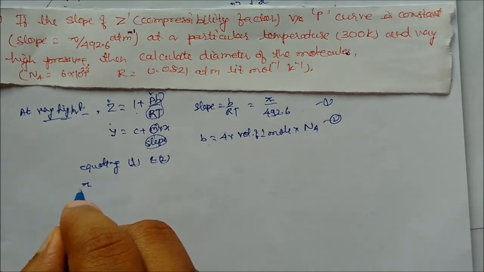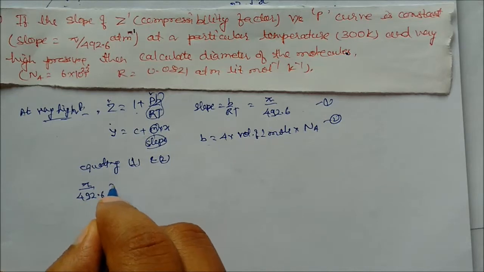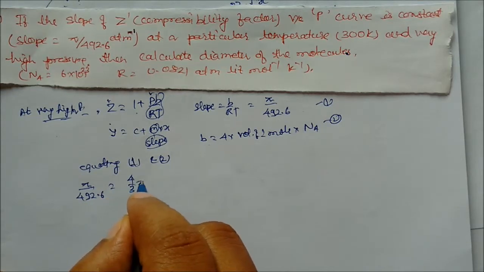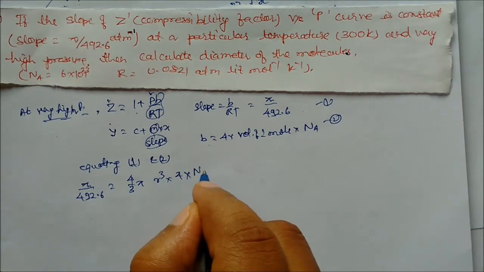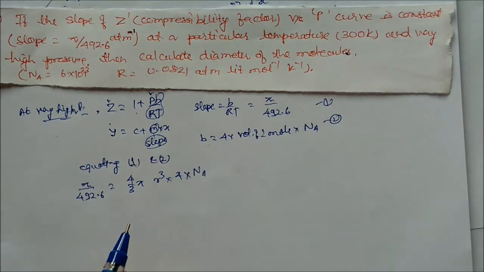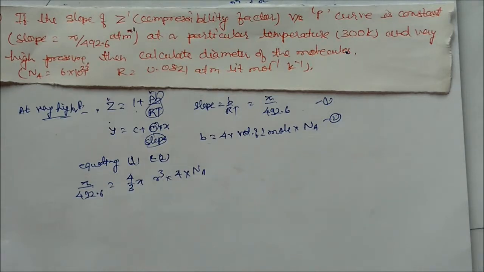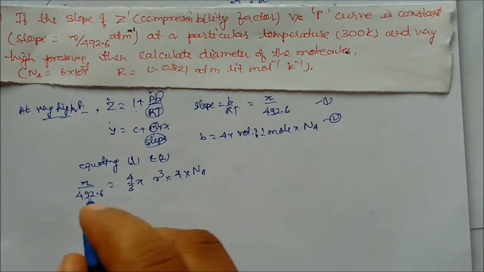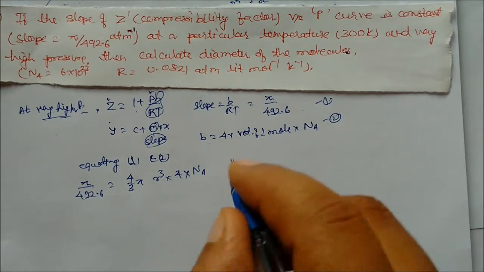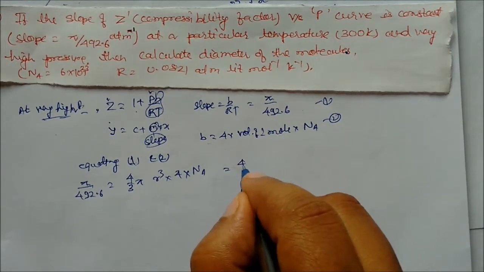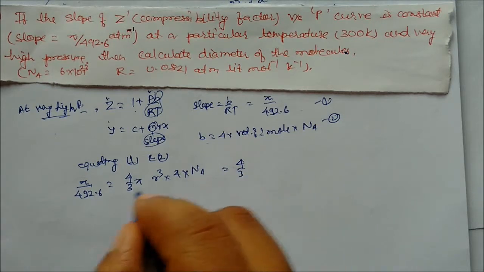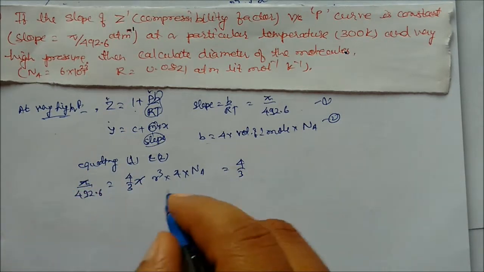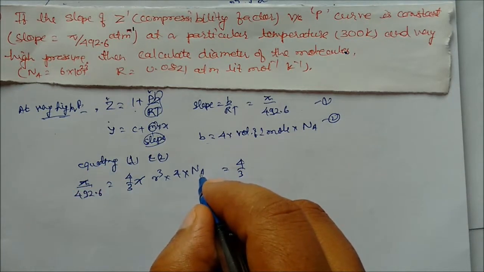So this is 4 by pi by 492.6, equal to 4 by 3 pi, and R we don't know, and 4 into Avogadro number. The Avogadro number is given. So on solving, we will get here 4 by 3, and this pi cancels, this pi cancels, and the Avogadro number value we know.